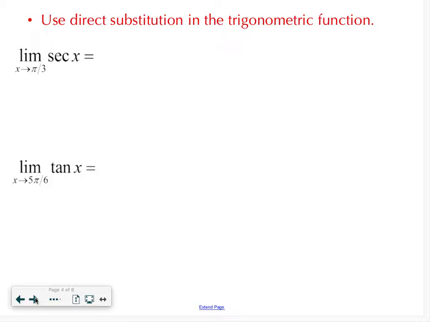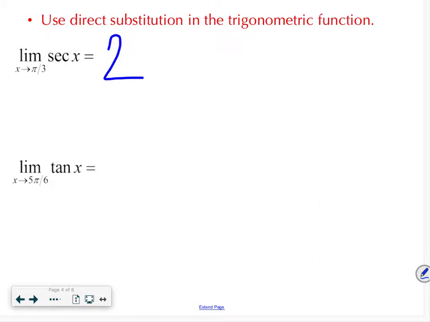The secant of pi over 3. Turn to your neighbor and say what it is. I'm eavesdropping. I hear people talk about 2. The cosine of pi over 3 is 1/2, so the secant is 2. All you have to do is plug it in. Direct substitution, we're done.